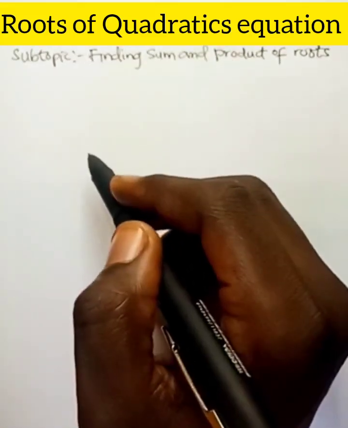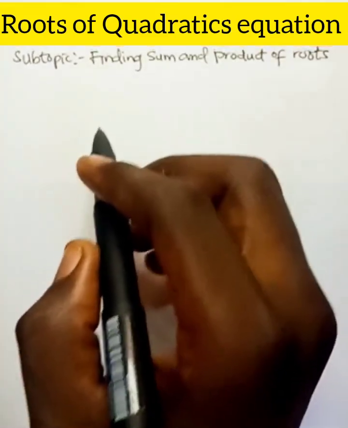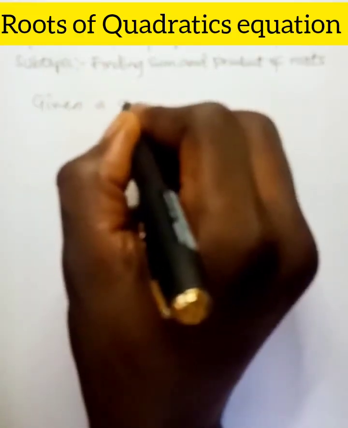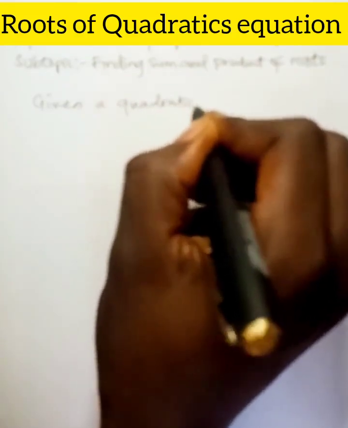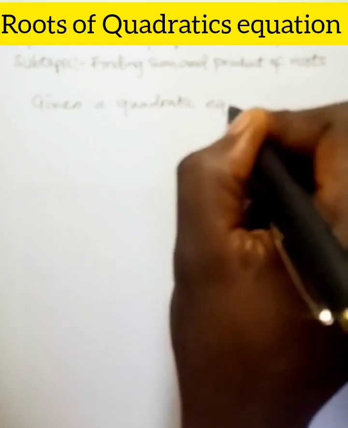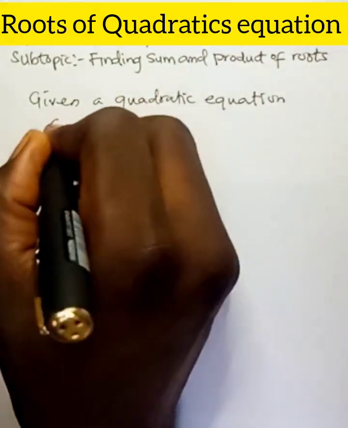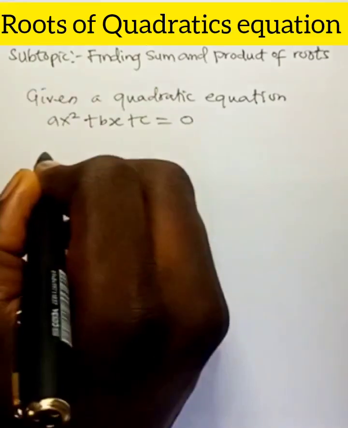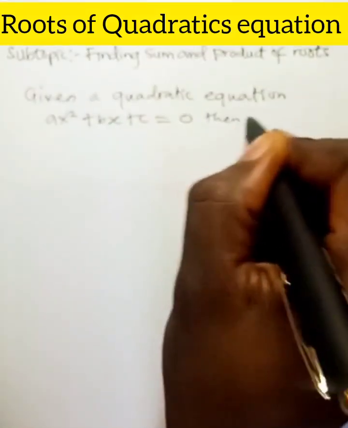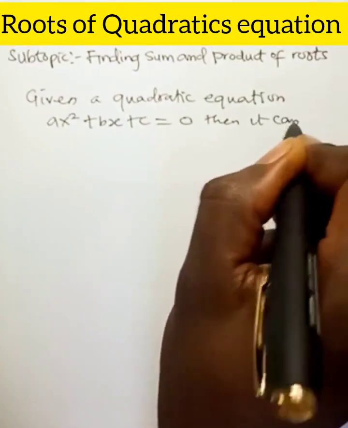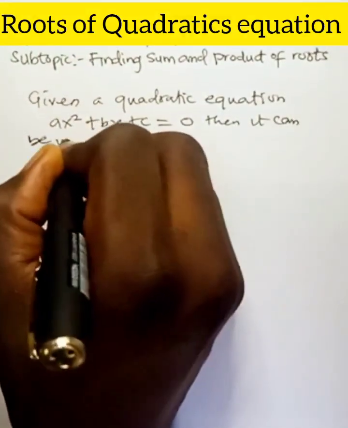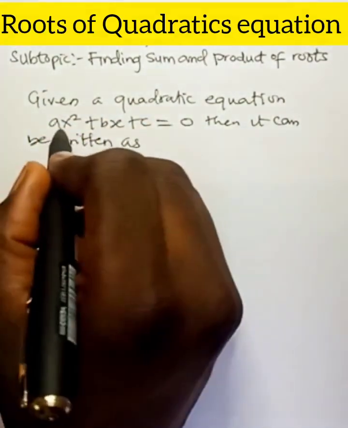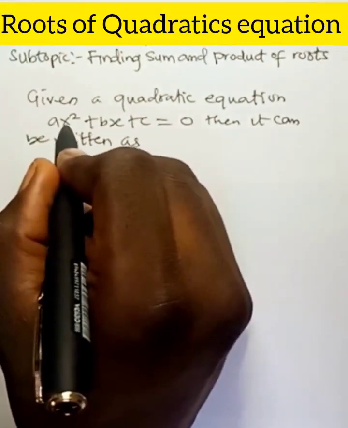Let's proceed with this topic. All right. If you are given a quadratic equation, which is ax² plus bx plus c equal to 0, then it can be written as, so what we do is to make the coefficient of x² to be 1.